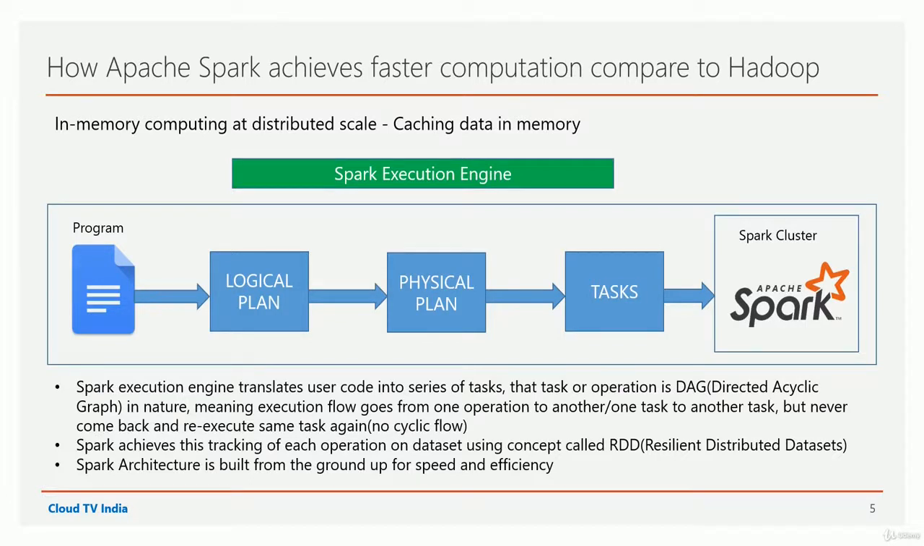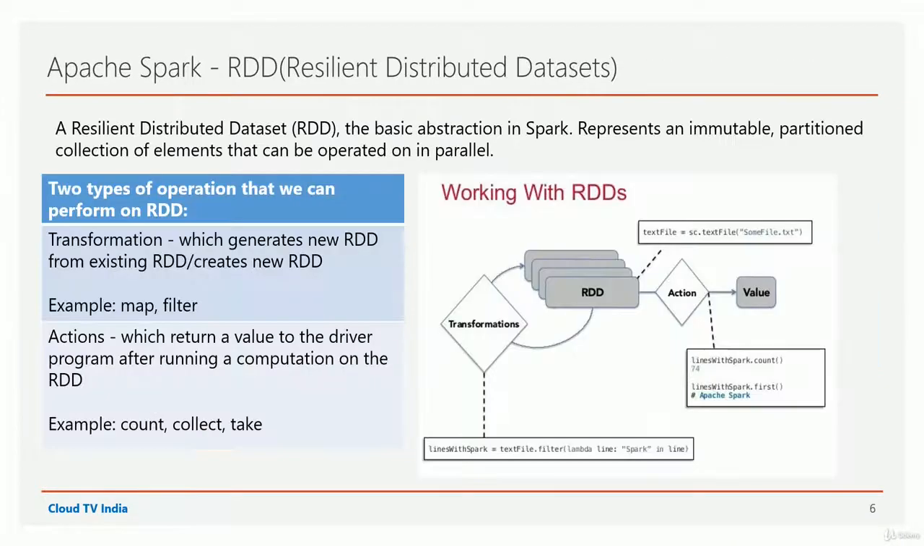We saw how Spark achieves fast computation compared to Hadoop. It uses in-memory computation, and it also uses the Spark execution engine, which runs your job in an efficient manner on the Spark cluster. Basically, by doing the logical plan and physical plan, it generates a series of tasks in DAG manner, and it will run the tasks in your Spark cluster in parallel. And we saw what RDD is and the two types of operations we can do on it.